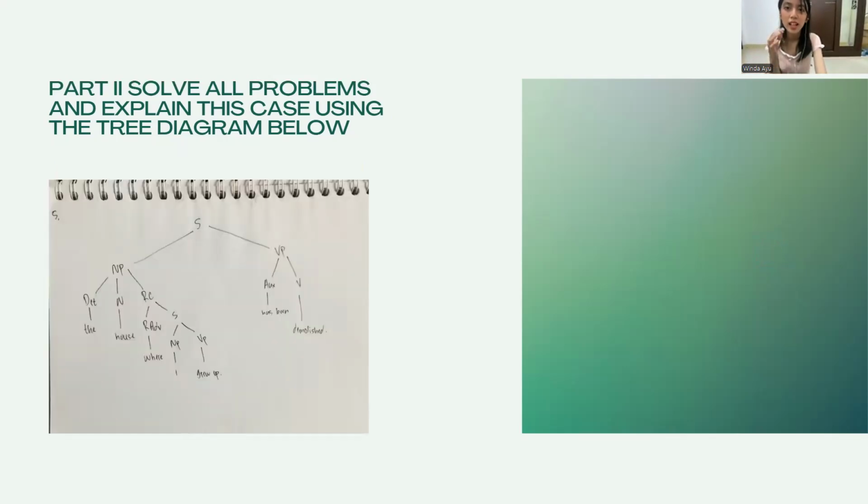For the last sentence, the house where I grew up has been demolished. The determiner is the, the noun is house, and then the relative adverb is where. The subject, the pronoun is I. The verb phrase is grew up, and then the auxiliary is has been, and then the verb is demolished.